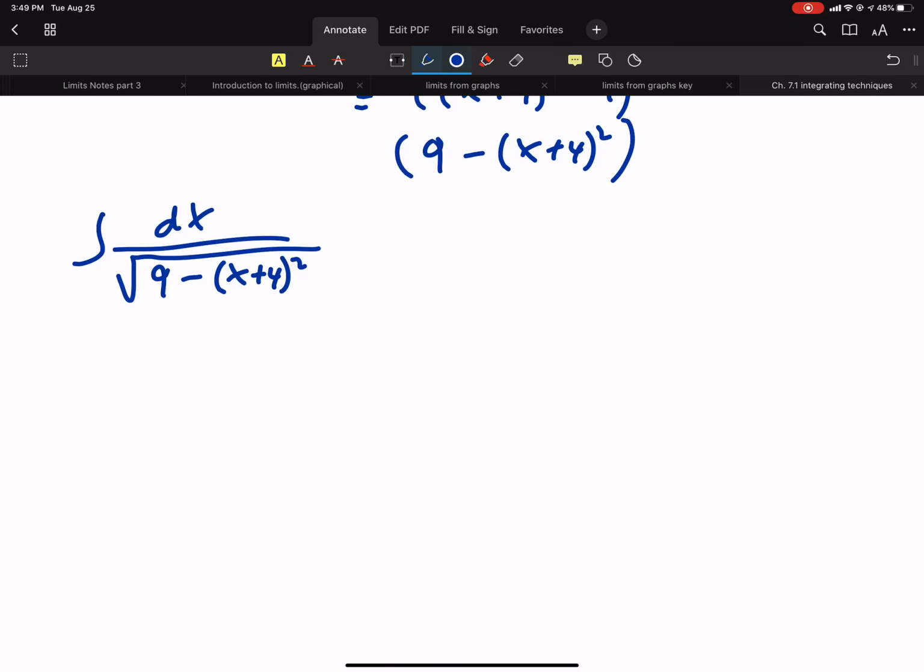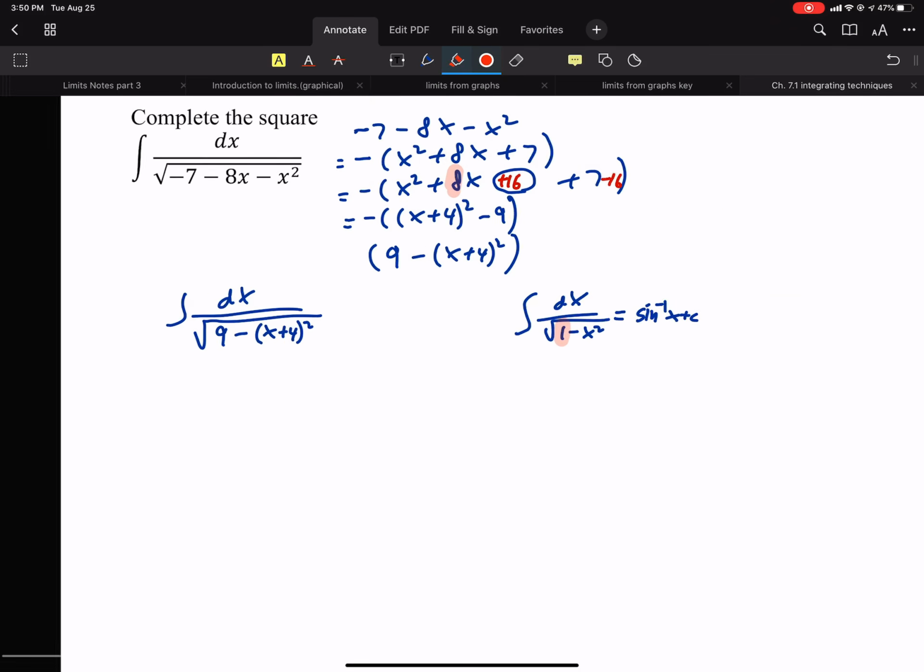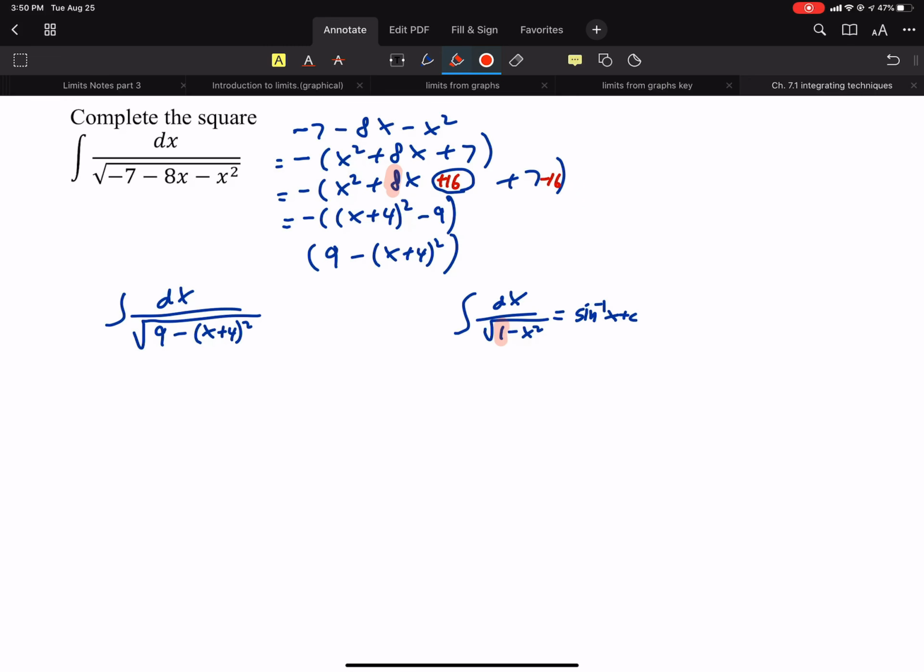Now, once upon a time, you knew this. And this is arc sine x. And this almost looks like that, right? Almost. Except we want a 1 right there. So I'm actually going to back up and get a 1 there before we do all this silliness.